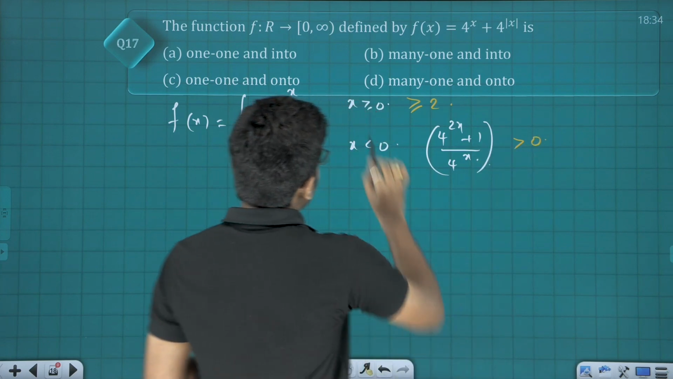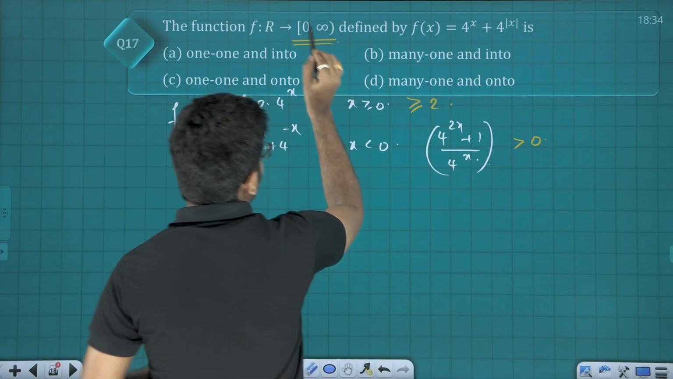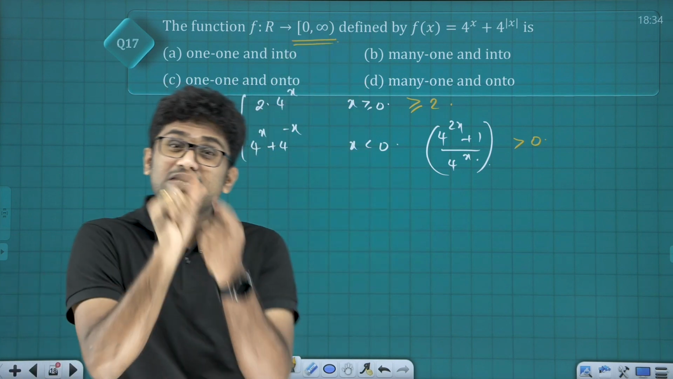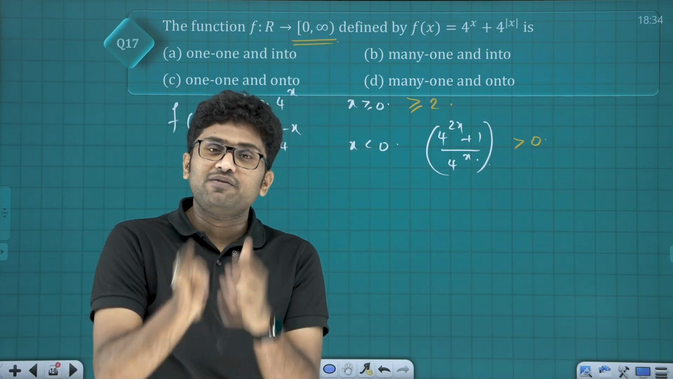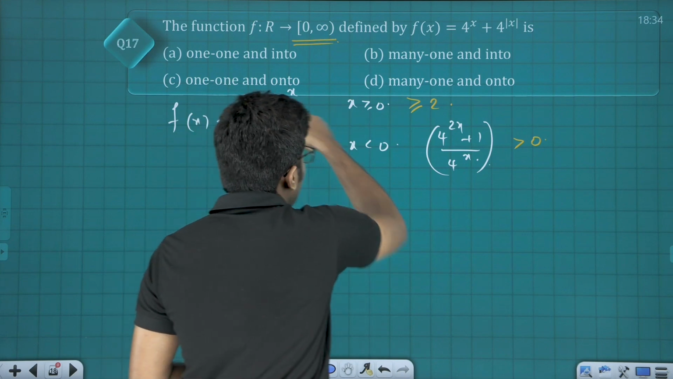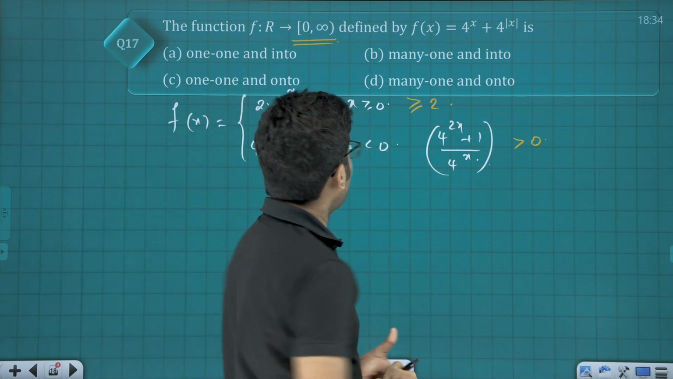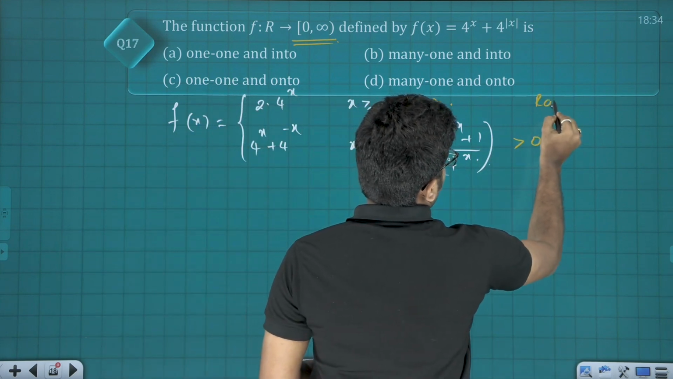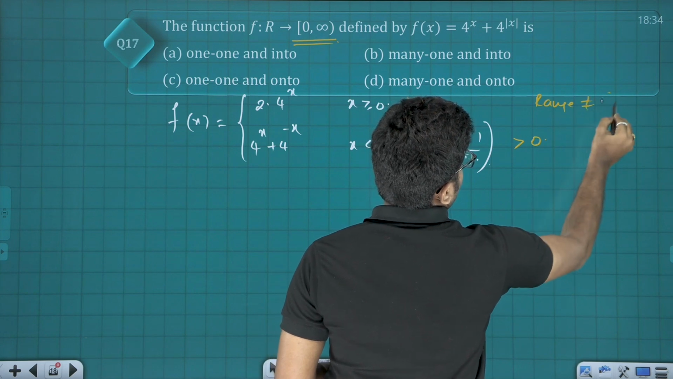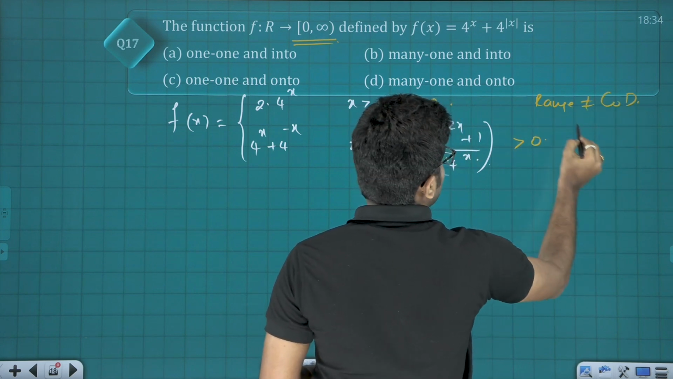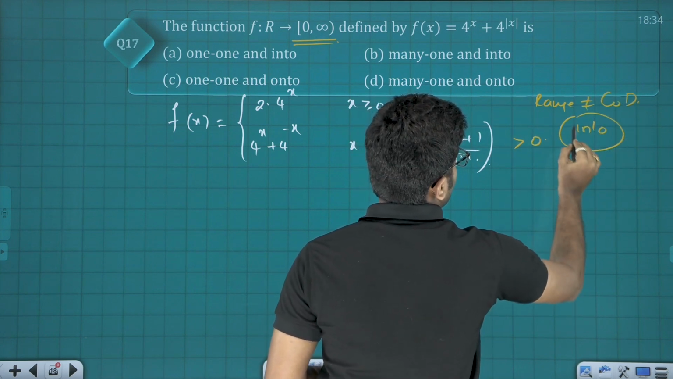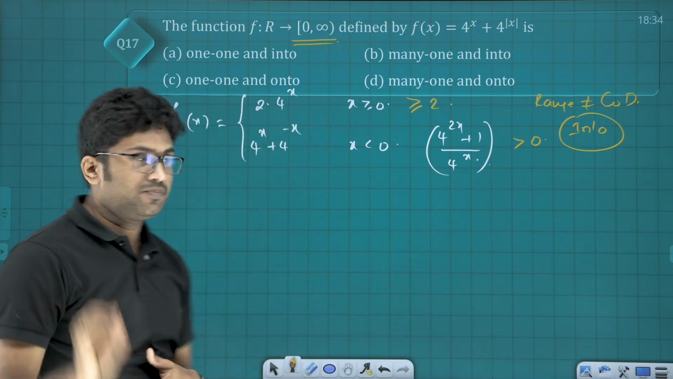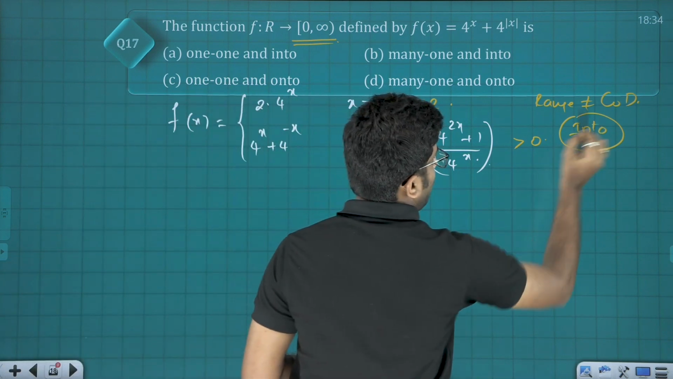Clear? But the range, if you see, friends, they have given closed 0 to infinity. That means 0 can never come. For any value of x, you never get 0 in this case or this case. So range not equals to codomain. That means it is clearly into function. It is not onto, so into function. Okay, this is true. Clear.